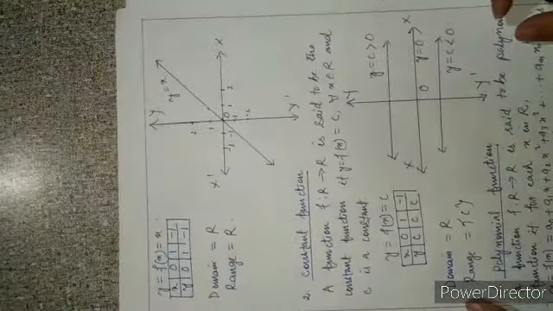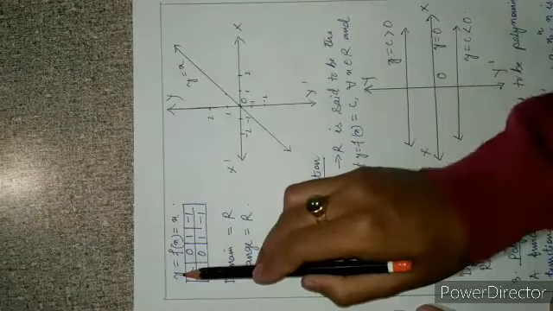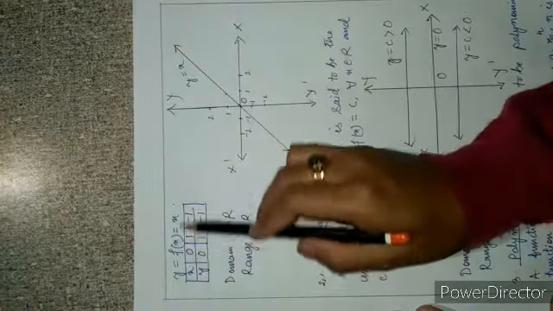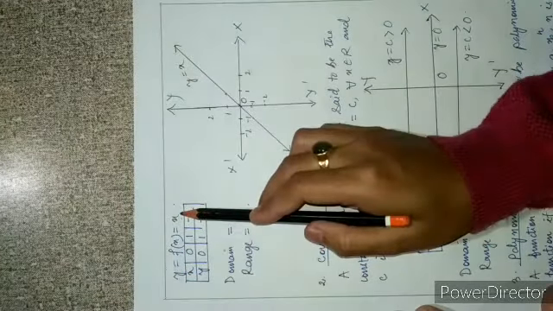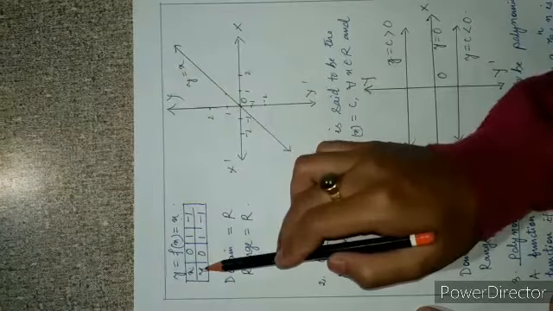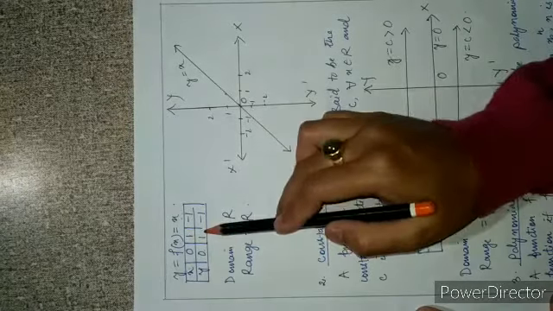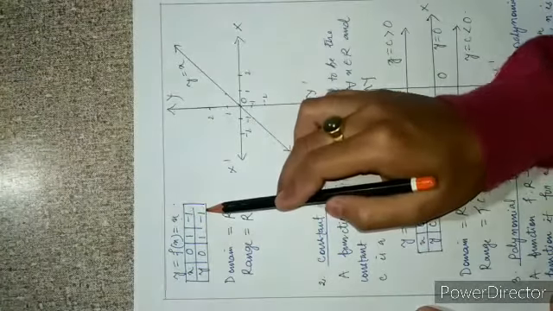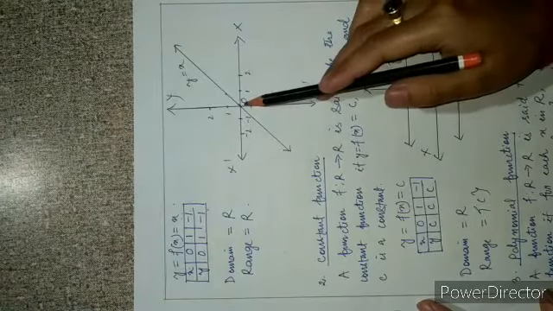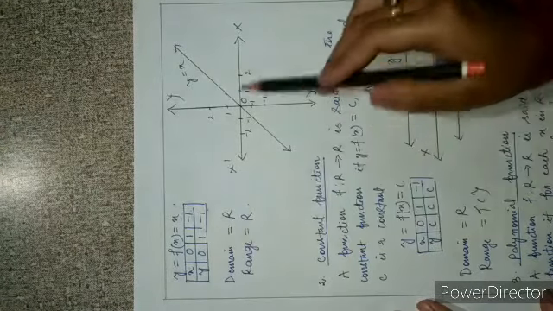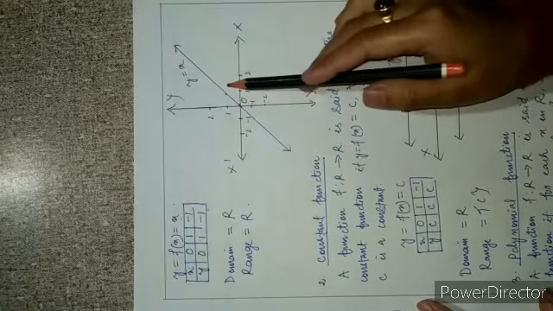Graph of the identity function: we find some ordered pairs satisfying the equation y is equal to x. If x is equal to 0, y will be 0. If x is equal to 1, y is 1. If x is equal to minus 1, y will be equal to minus 1. By plotting these coordinates in the Cartesian plane and by joining these ordered pairs, we get this straight line.